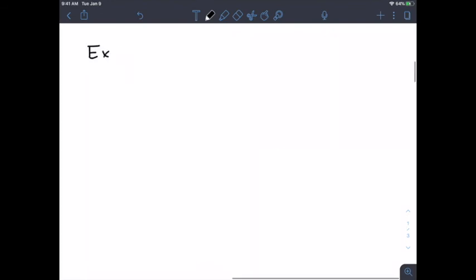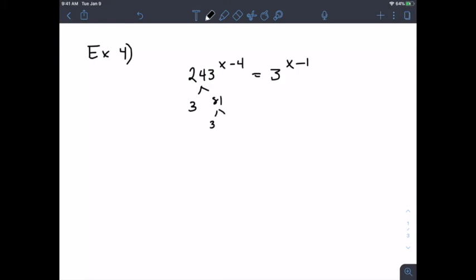Okay, example 4. Example 4 is going to be 243 to the power of x minus 4, which is equal to 3 to the power of x minus 1. I'm going to break down the 243. Let's say 3 and 81. 81 will break down to 3 and 27. 27 will break down to 3 and 9. And then 9 will break down into 3 and 3. So I'm going to get 3 to the power of 5 times x minus 4, which is equal to 3 to the power of x minus 1.